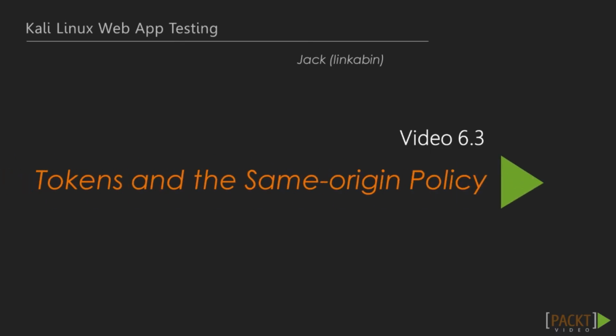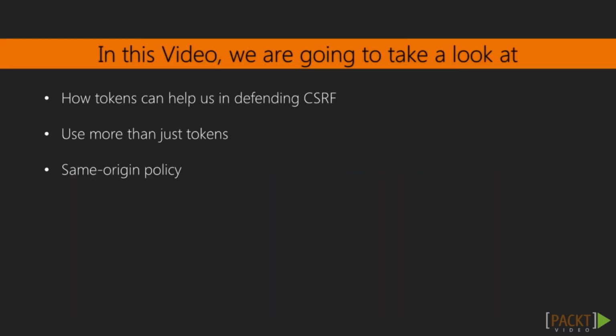Hey guys, previously we looked at tools and how they can help us in replicating and seeing if these web applications are indeed vulnerable to cross-site request forgery. In this video we're going to be looking at tokens and same origin policy, and we're going to be basically looking at the defense side of cross-site request forgery. How can we stop this from happening?